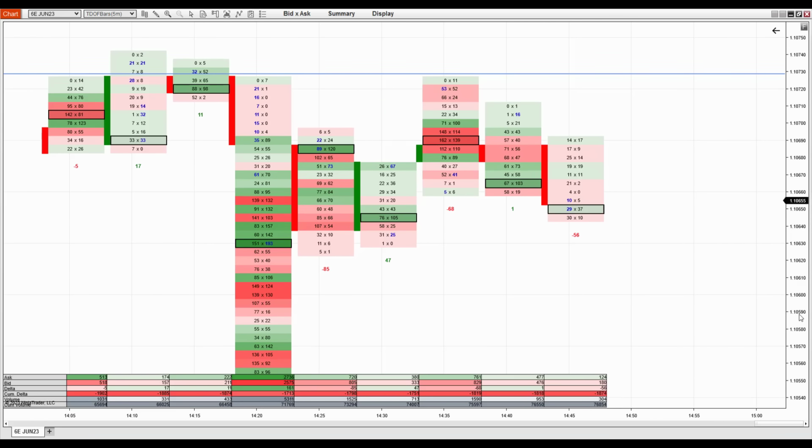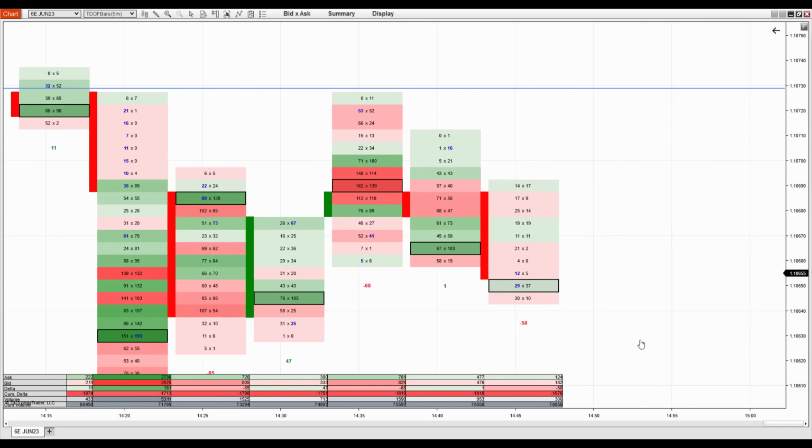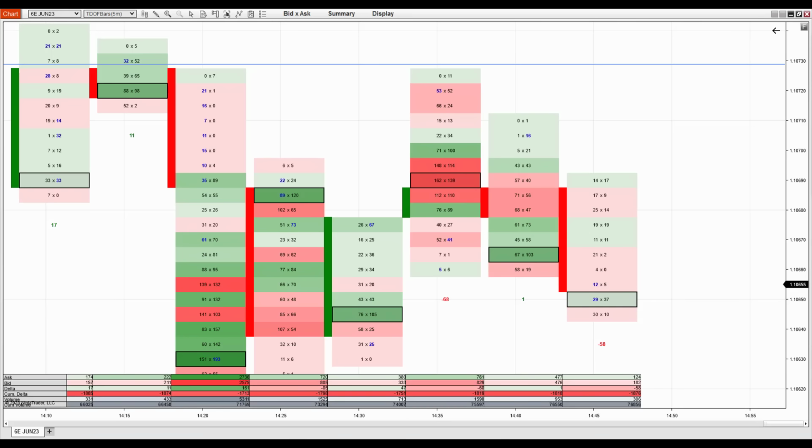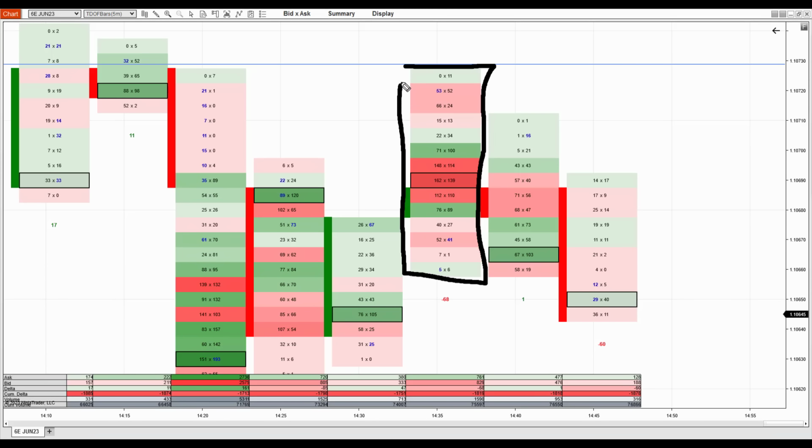So I'll zoom in a bit. Let's focus on just one footprint, all right? For example, this one. This is the footprint of one candle, and as you can see, at each cell there are two numbers. The number on bid, that's the left side, and the number on the right side. The right side is called ask.